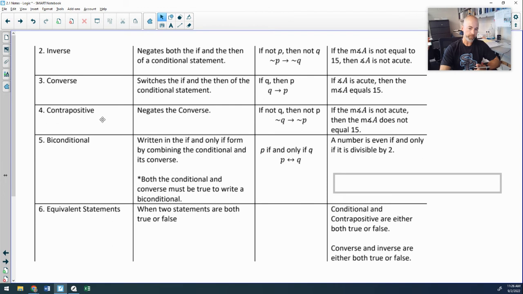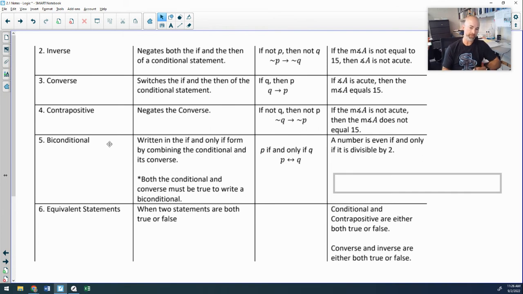The contrapositive is like a combination of the inverse and the converse. You flip the P and the Q, and you negate both of them. And so the statement we had earlier was if an angle equals 15, then it is acute. The contrapositive is if the measure of angle A is not acute, then the measure of angle A does not equal 15. That would be your contrapositive. You flip the order and you insert nots into it.